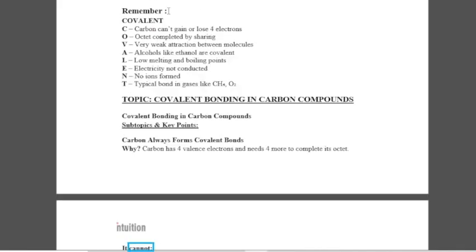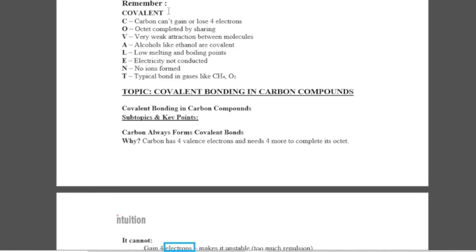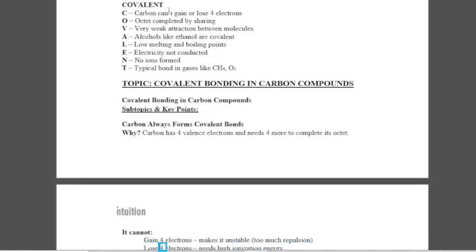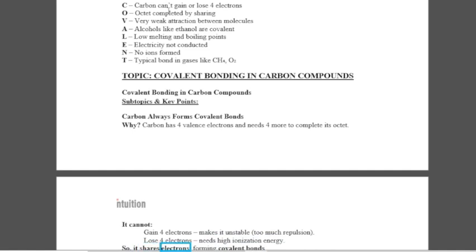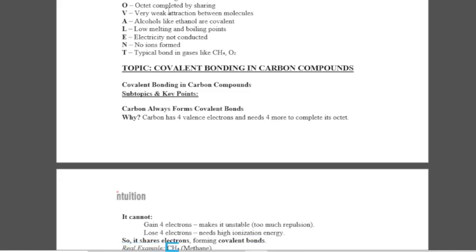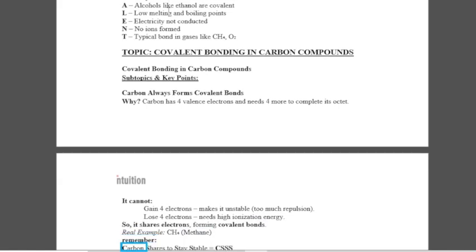It cannot gain 4 electrons, as that makes it unstable, with too much repulsion. Losing 4 electrons needs high ionization energy. So it shares electrons, forming covalent bonds. Real example: CH₄, methane. Remember, carbon shares to stay stable, equal to CSS.